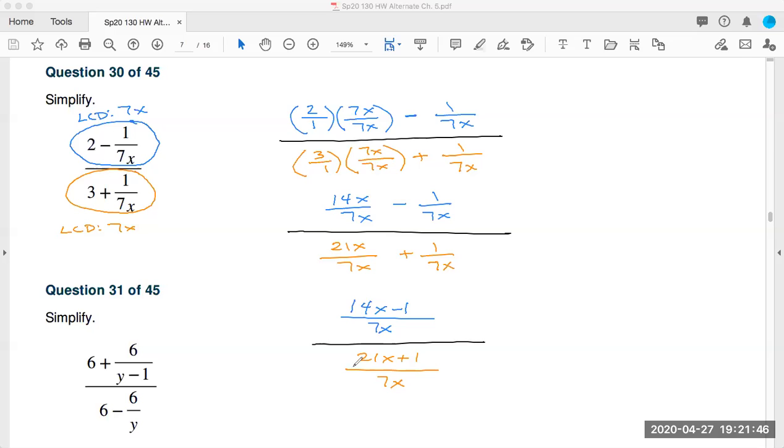Now from here, there's a shortcut you can do. If you're feeling comfortable enough with this, like with what happens in the old school division, you're going to cancel the 7x's. And then you're left with 14x minus 1 divided by 21x plus 1. Nothing factors out of the top and the bottom that can cancel out, so you would leave it. Okay, so this is kind of the shortcut.